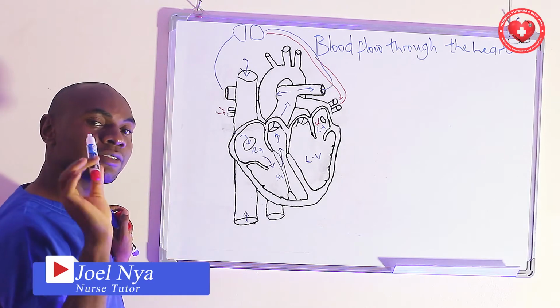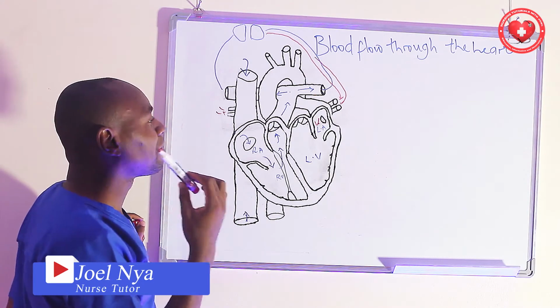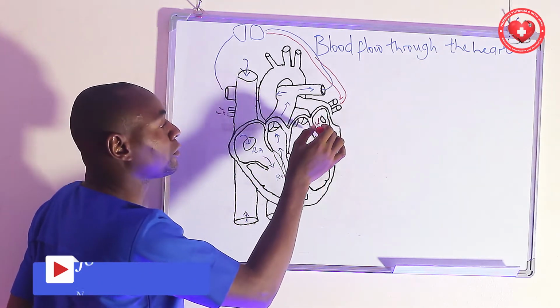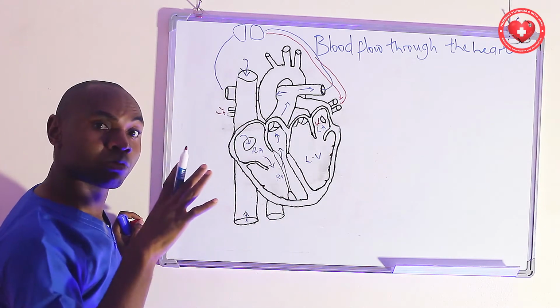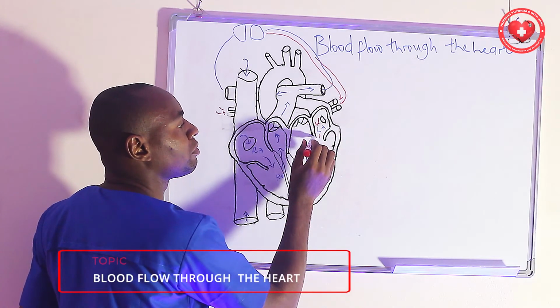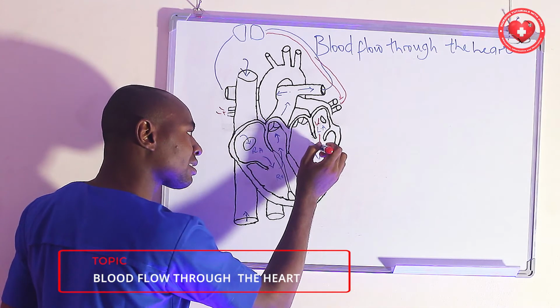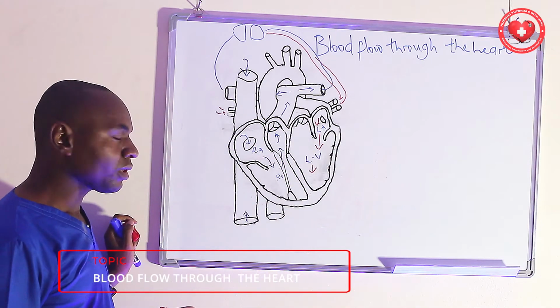So you can see I have to change my pen because now we are dealing with red blood, oxygenated blood. So when the blood gets to the left atrium, the left atrium does what? It contracts. On contraction, the bicuspid valve opens up and the blood flows down to the left ventricle.